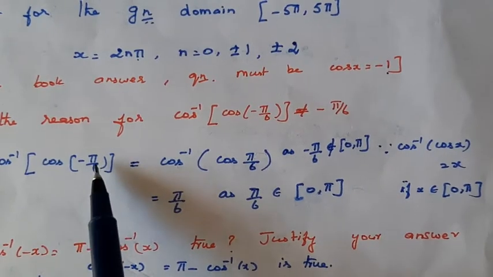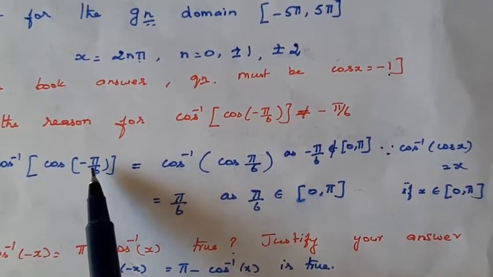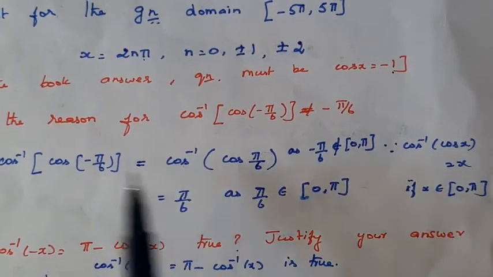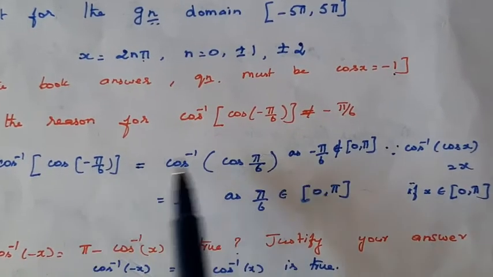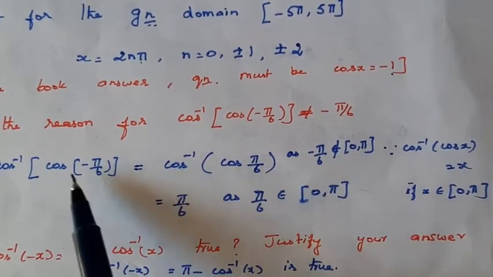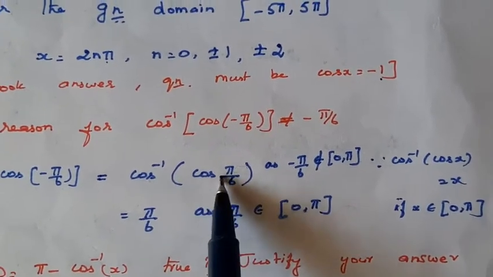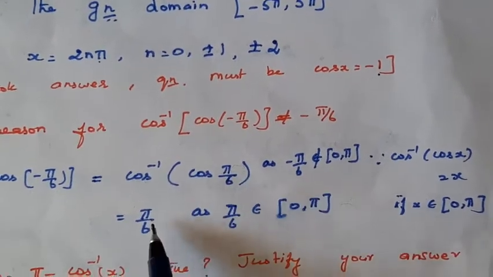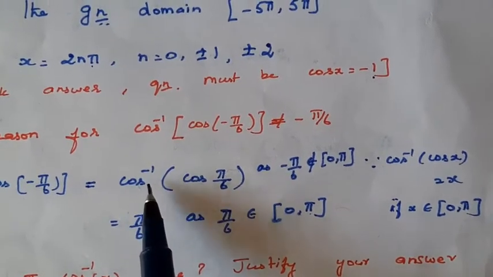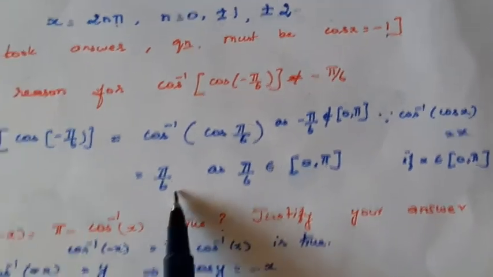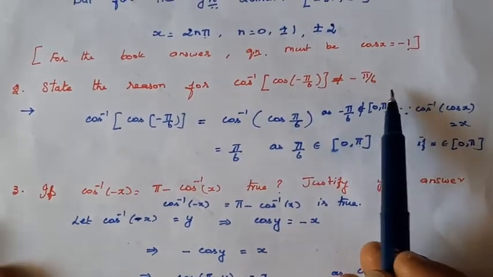Therefore you have to rewrite this as an angle whose cosine value is another angle that lies in the given restricted domain and the cosine values are equal, right? You know that cos of minus pi by 6 is equal to cos pi by 6. So replacing cos of minus pi by 6 with cos pi by 6, you can use the formula cos inverse of cos x is equal to x, because x belongs to the closed interval 0 to pi. Therefore cos inverse of cos pi by 6 is equal to pi by 6, and hence cos inverse of cos of minus pi by 6 is not equal to minus pi by 6.